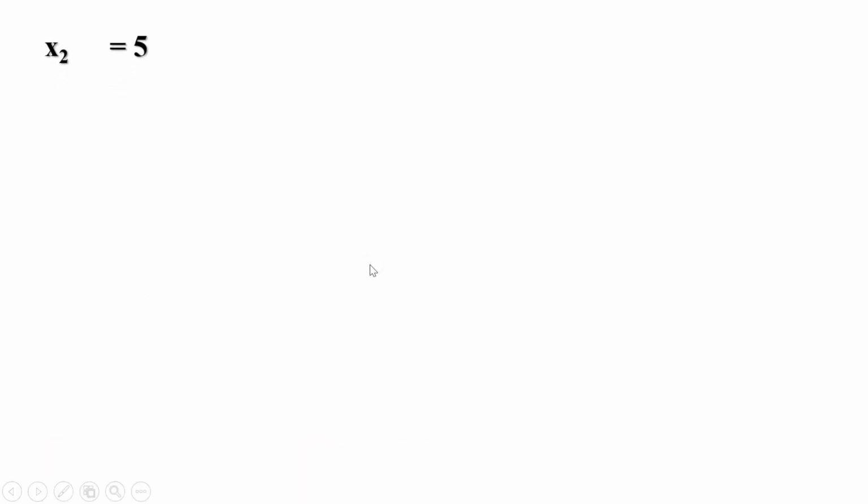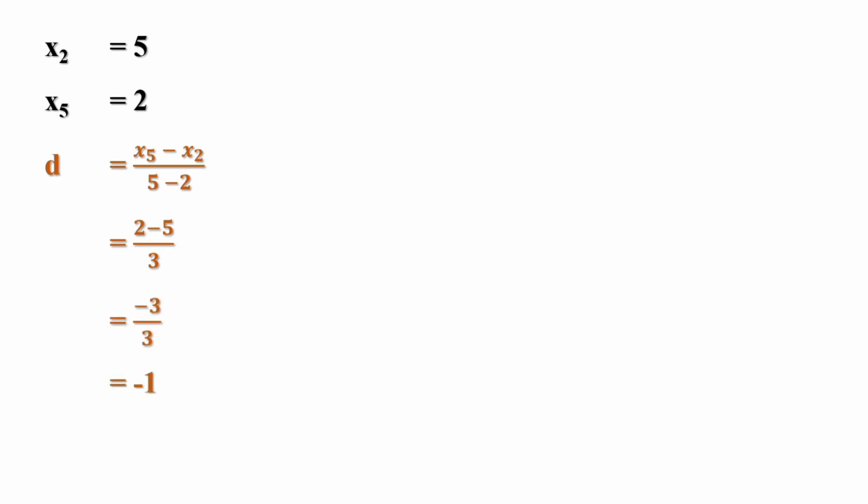Next question. Second term is 5. Fifth term is 2. Let us find the common difference. That is fifth term minus second term divided by 5 minus 2, or 2 minus 5 divided by 3, or minus 3 by 3. That is minus 1. Here the common difference is minus 1. So subtract minus 1 from 5 to get the first term. That is 5 minus minus 1, which means 5 plus 1. So 6.